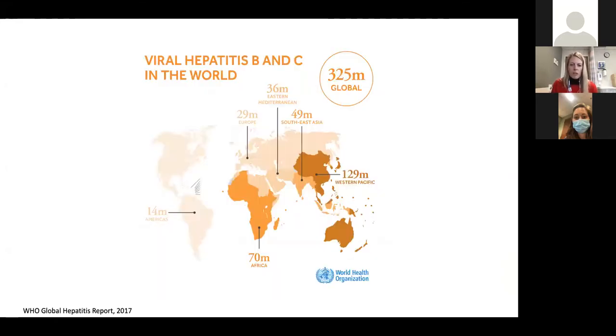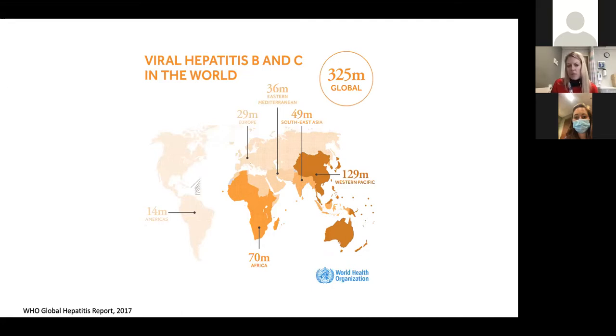So I think the purpose of this first slide is just to drive home the point that viral hepatitis, specifically hepatitis B and C, is a major problem around the world. In 2017, the WHO estimated that there were 325 million people in the world living with either hepatitis B or hepatitis C, and that equates to about the population of the United States. 257 million of those are infected with hepatitis B, and 71 million are infected with hepatitis C.